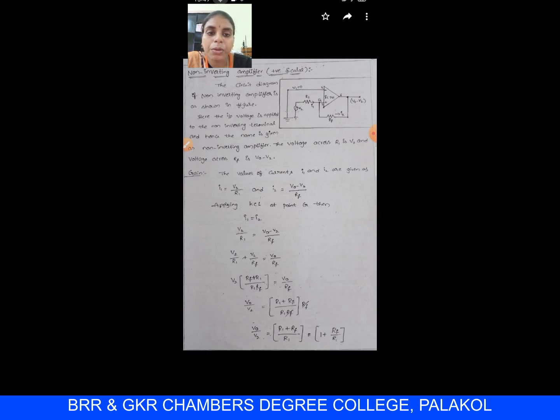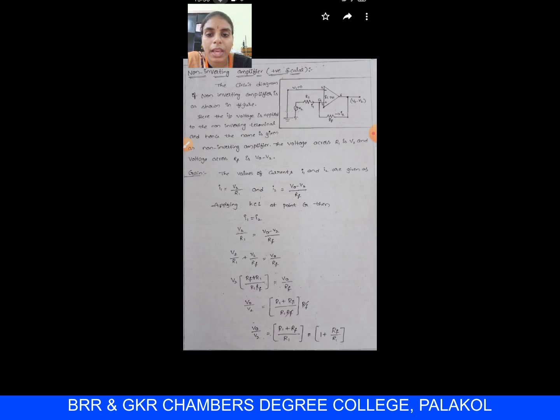Then the output is produced at the output terminal as a fraction of decrease in input voltage. That means V0 minus V2 is produced at the output terminal. This is fed back through a resistor RF to point G, which acts as a summing point. The circuit diagram of the non-inverting amplifier is as shown in the figure. Here the input voltage is applied to the non-inverting terminal and hence the name non-inverting amplifier. The voltage across R1 is V2 and the voltage across RF is V0 minus V2.